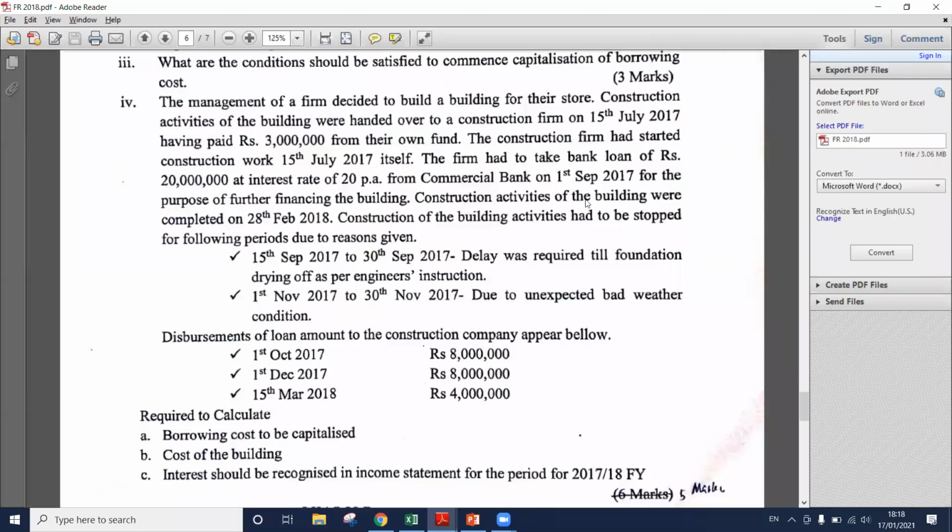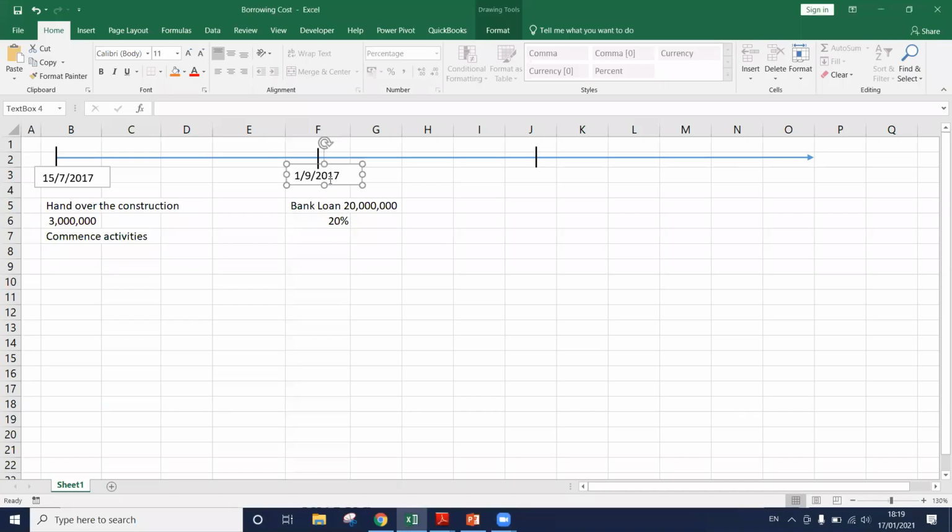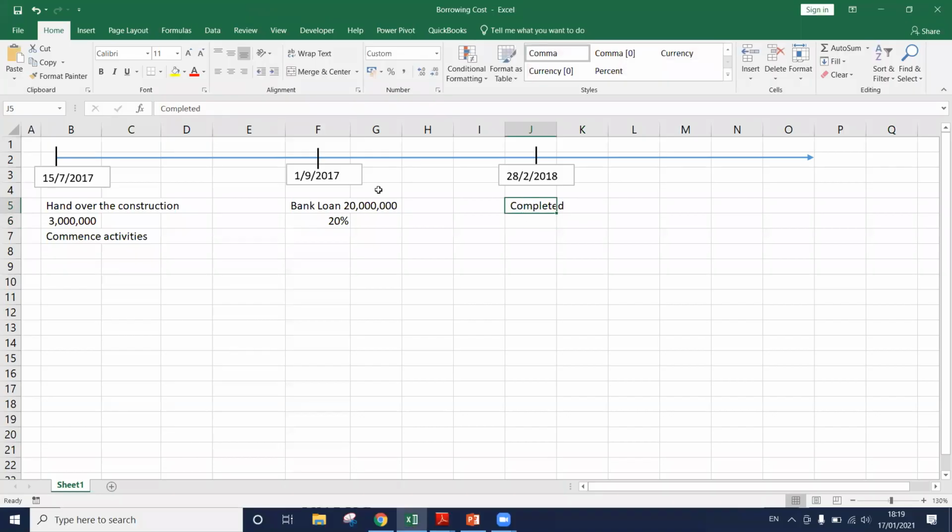Then construction activities of the building were completed on 28th February 2018. The construction has completed on this date, 28th February 2018. Completed. The construction has completed. Now we can use this building as the way intended by management. So the financial year ends on 31st March 2018. Financial year එක ඉවර වෙන්නේ 31st March 2018.